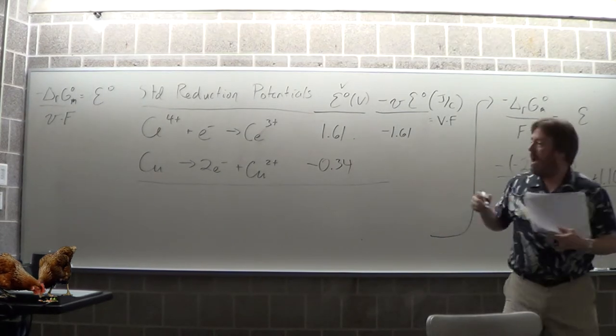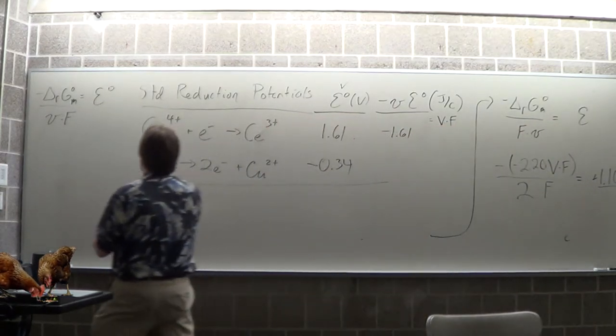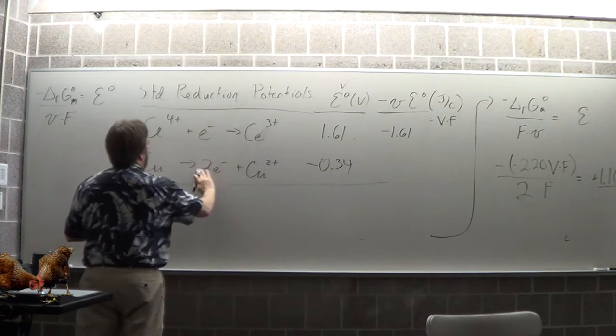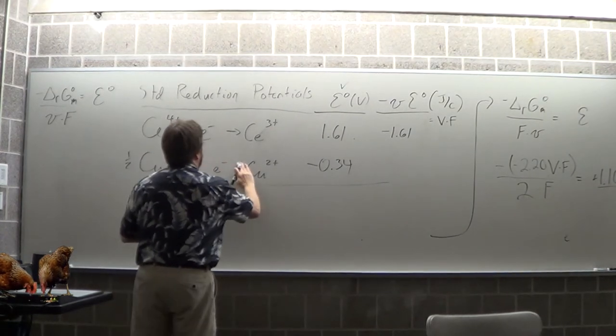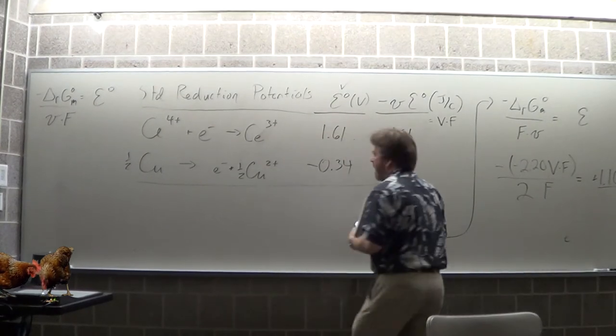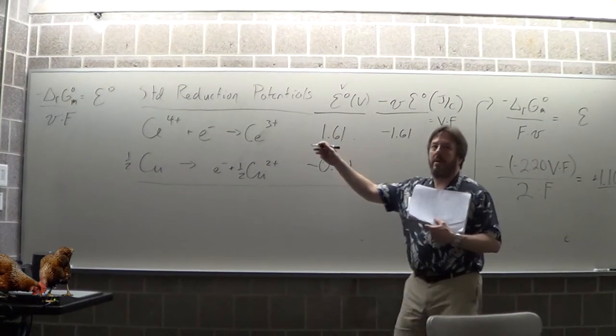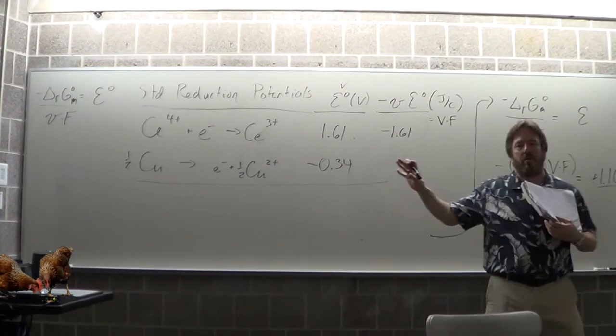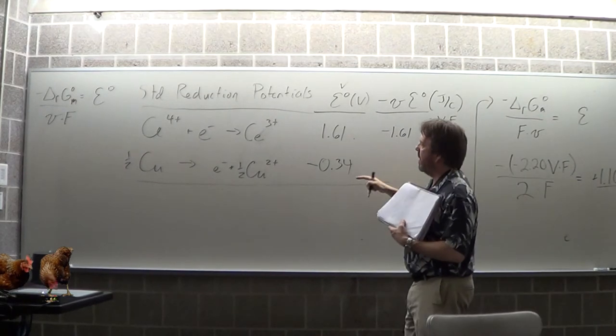Now, on your homework, I have you work one of these, and the thing is, there's two ways to do this. I could, and I'm going to do it this way, multiply everything by a half. Or I could double this one. It doesn't matter. I'm just going to do this one just because I have to take one or the other.